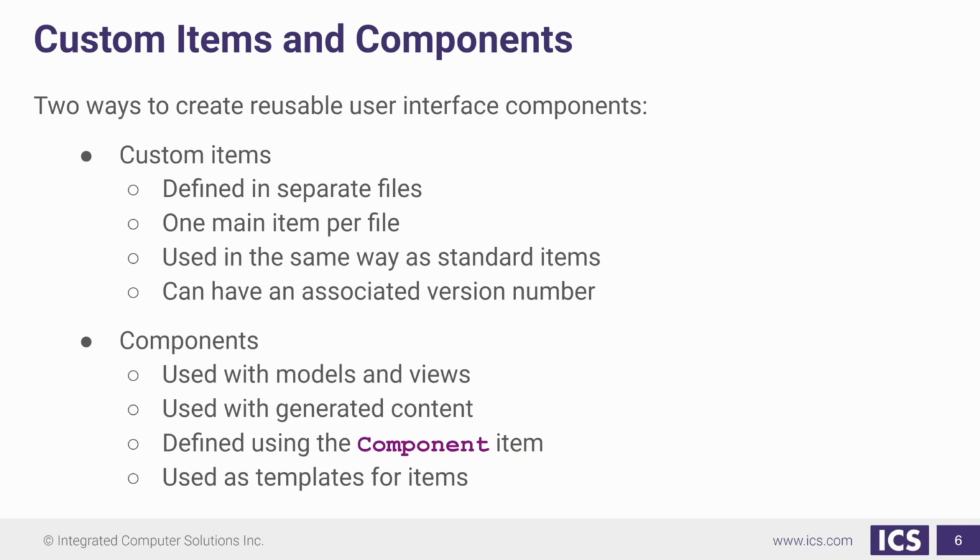Now, these custom items, once we've created them, we can use them in the same manner as a rectangle or text or any other standard item. We can also associate version numbers with these if we want to have version changes. Now, as for the components, these are generally used with models and views for generating the contents. And you can kind of think of these as if they're templates for items. We're going to talk more about them in our next module, which is going to be about model view.